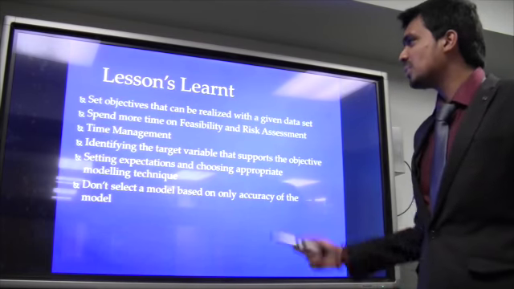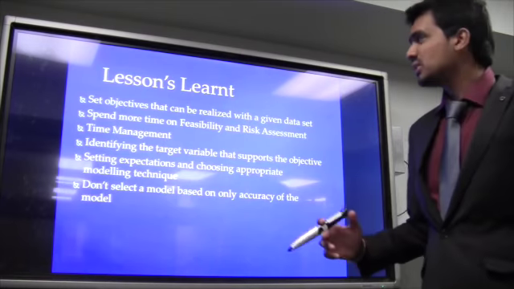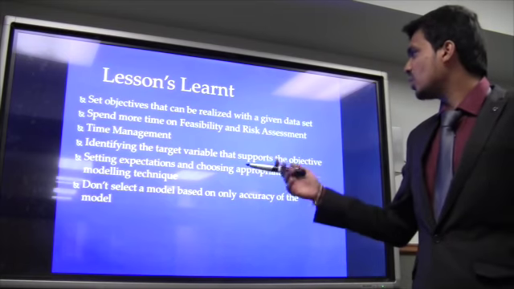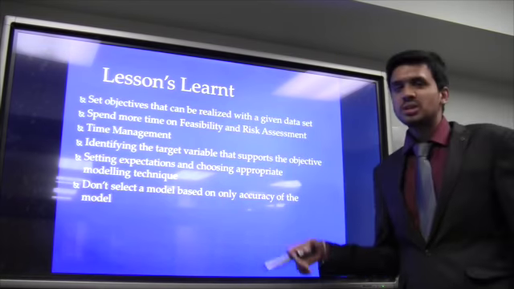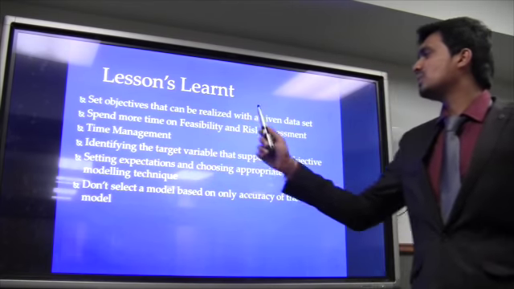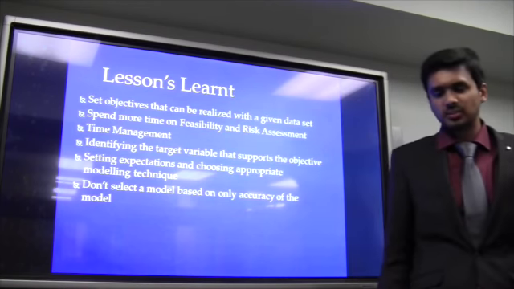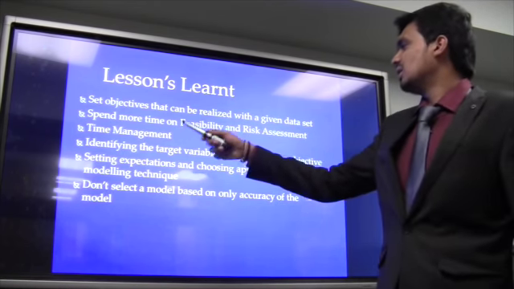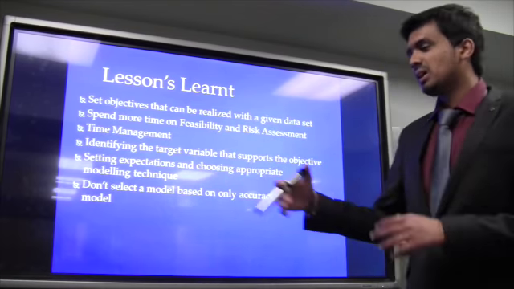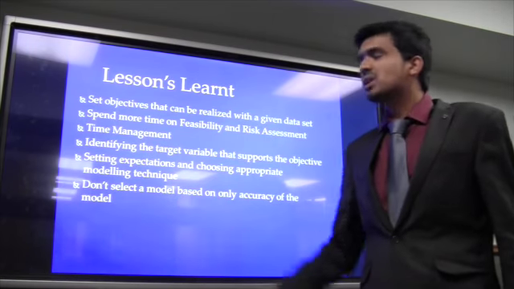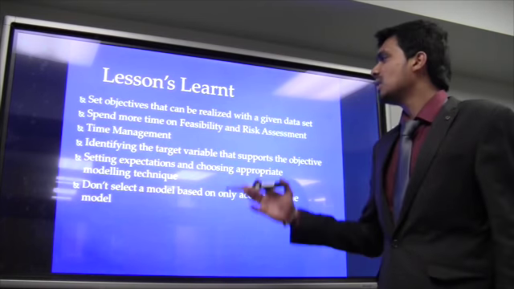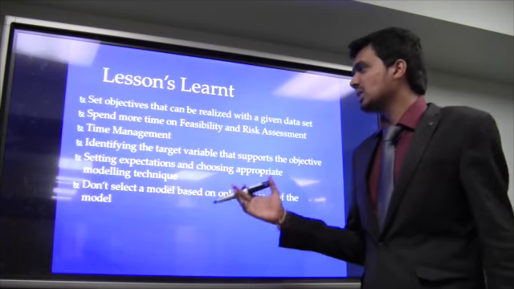Some of the lessons learned from our project is to set objectives that can be realized within a given data set. Initially, we set a different objective that could not be realized with the given data set. So we had to change to a realistic objective. And the second most important lesson we learned is to spend more time on feasibility and risk assessment. If we had given more time to the feasibility and risk assessment, we wouldn't have lost much time on the previous objective. So time management was a key part of every project. Even though we lost a significant amount of time in the first part, we cruised in the later part.